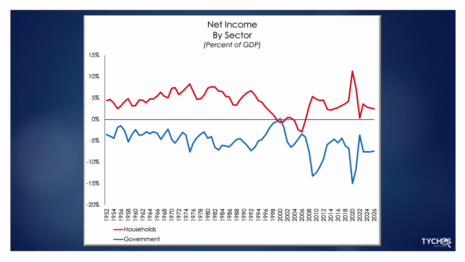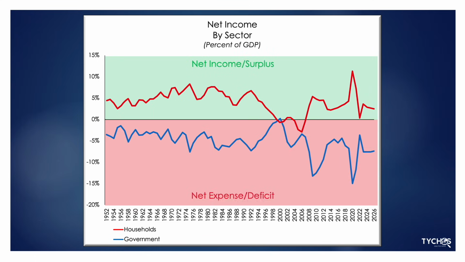By the way, you and I would label these lines the net income of households and the net expense or deficit of government. But economists often refer to them confusingly as net borrowing and net lending. You may come across this if you dig into this. More on that some other day.